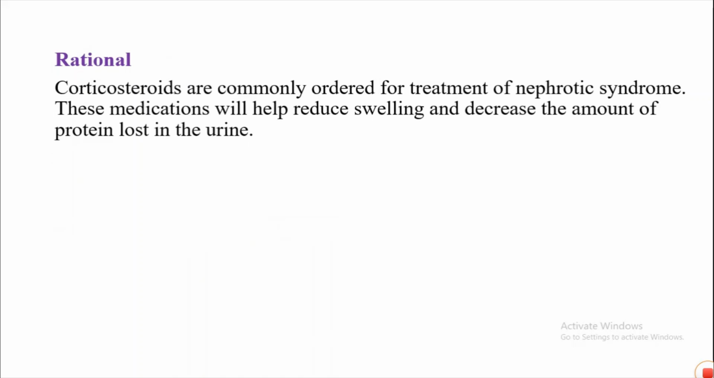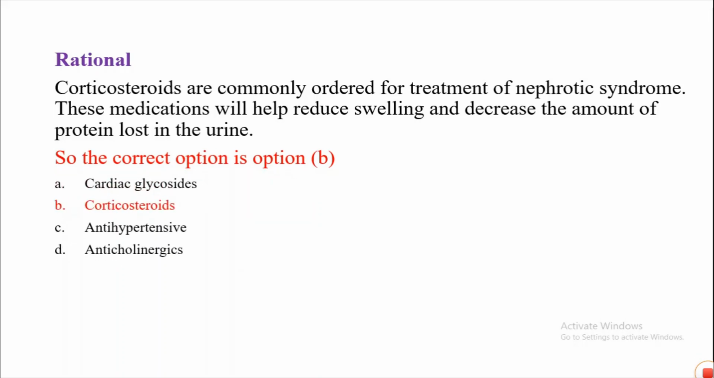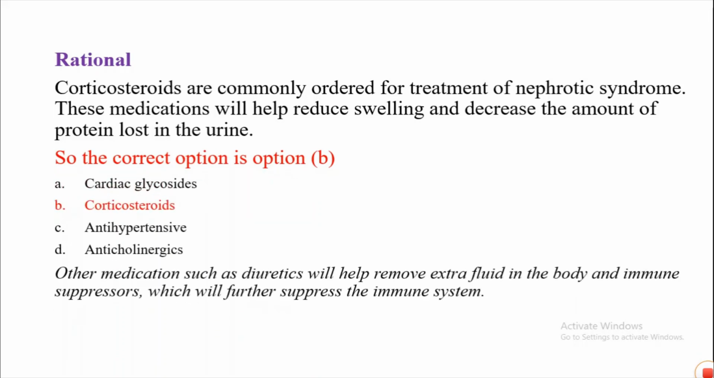Corticosteroids are commonly ordered for treatment of nephrotic syndrome. These medications will help reduce swelling and decrease the amount of protein lost in the urine. So the correct option is option number B, corticosteroid. Other medications such as diuretics will help remove extra fluid in the body, and immunosuppressives will further suppress the immune system.